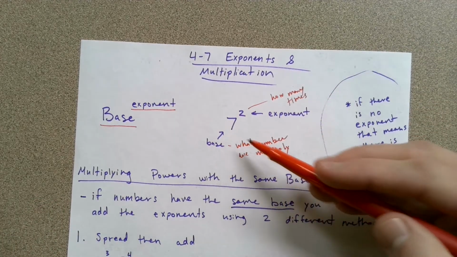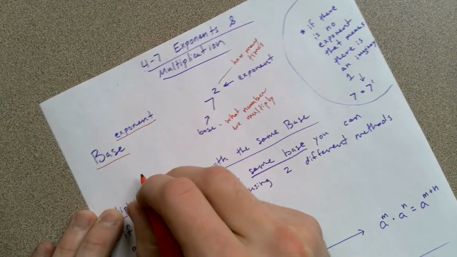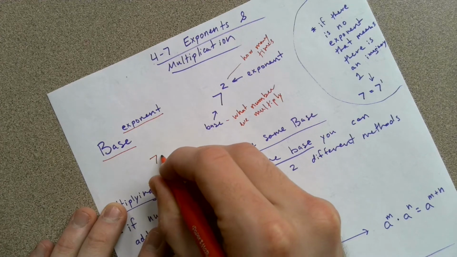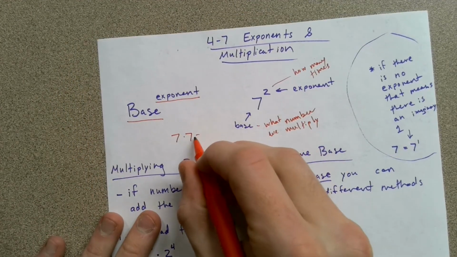So right here, this would be telling us we're multiplying 7 2 times, or 7 times 7. Our answer for this would be 49.